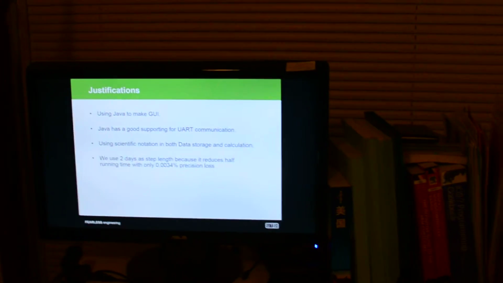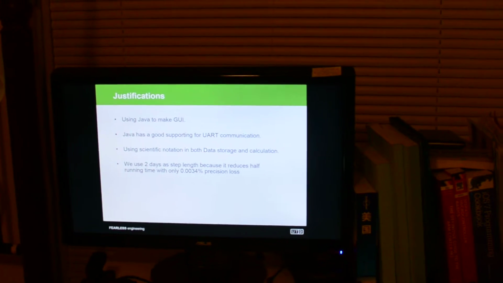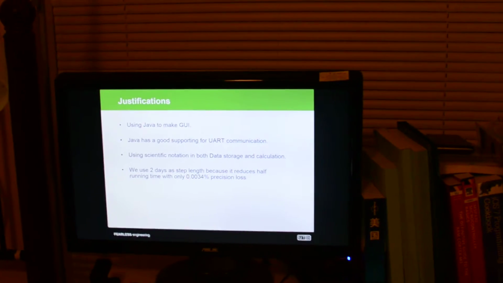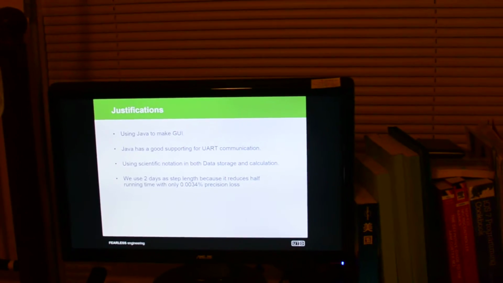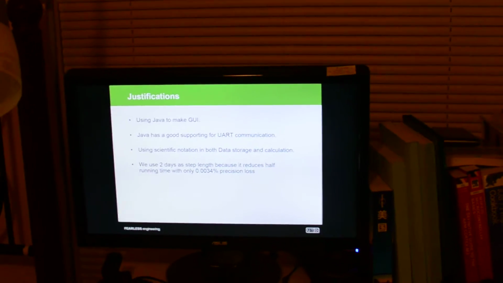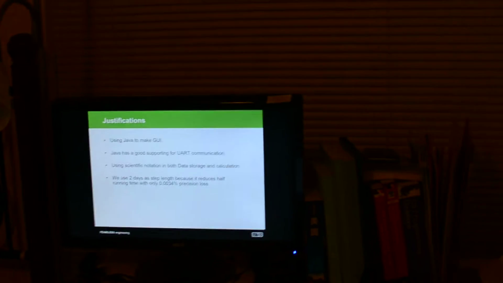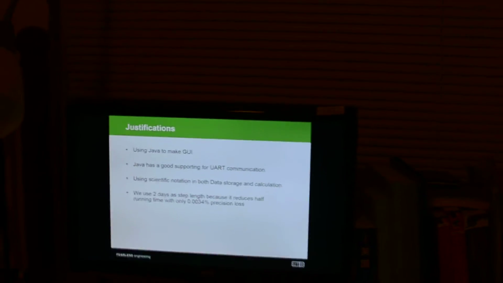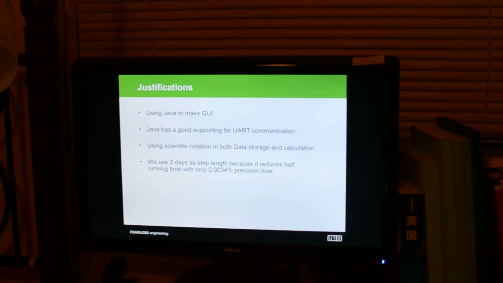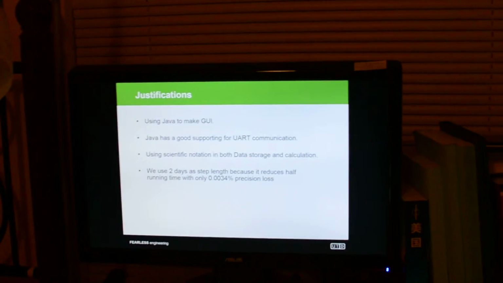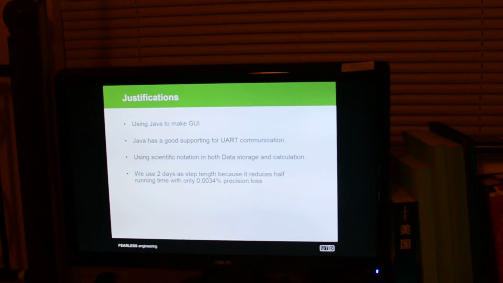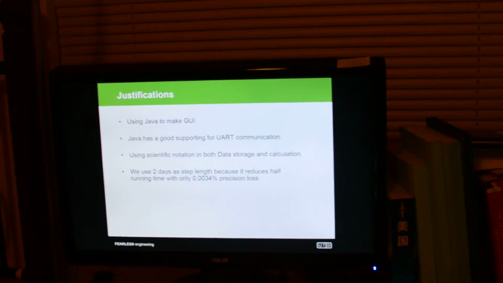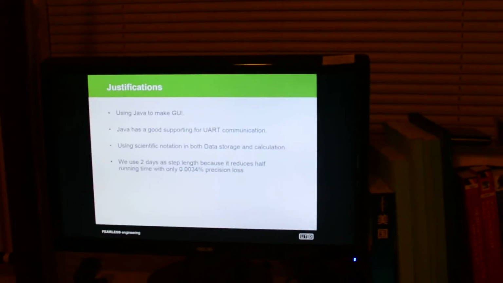And the third one, we use scientific notation both in data storage and data calculation, because the numbers we are dealing with are like 10 to the power of 10 or more. Using scientific notation can reduce the calculation time because when we multiply 2 big numbers, we only need to multiply the 2 base numbers, which are very small, and add their 2 exponents. What's more, we can use float variables to store these numbers, and float calculation is much faster than double.